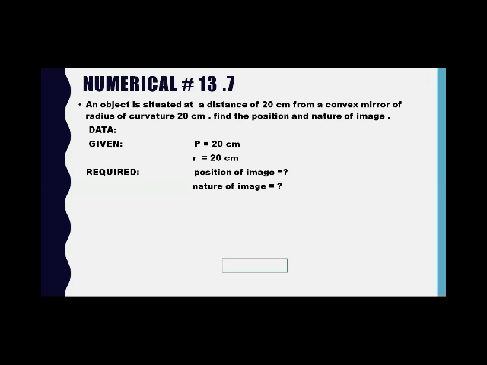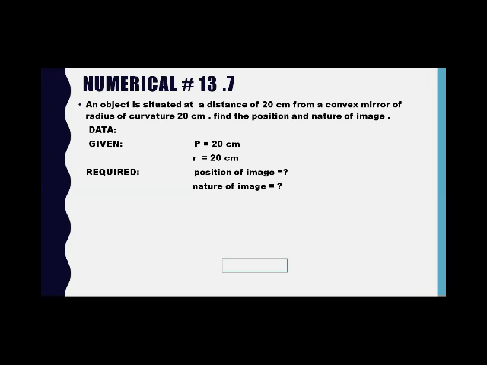And from where do we get the nature of image? We will get the nature of image by finding the image distance, right? If the image distance is positive, then we can say it is a real image. And if the image distance is negative, then it is said to be a virtual image.